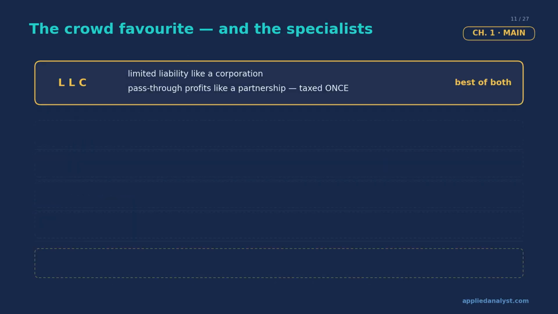Then there's the crowd favorite, the LLC, the limited liability company. Limited liability like a corporation, profits passing straight through like a partnership, taxed once. Best of both, which is exactly why it's so popular.